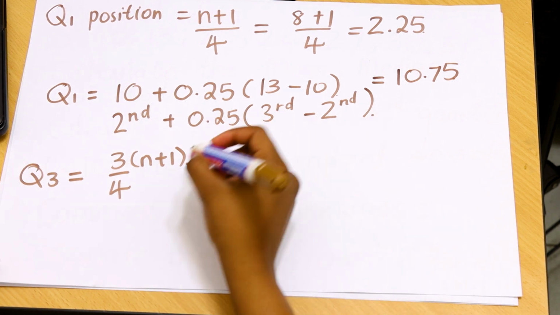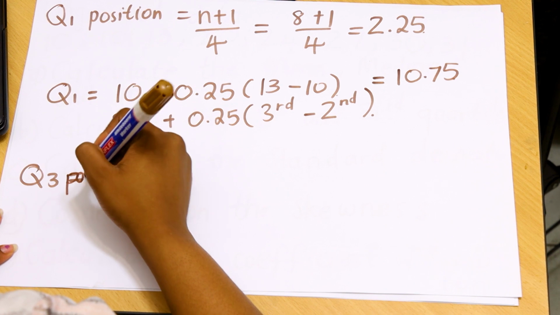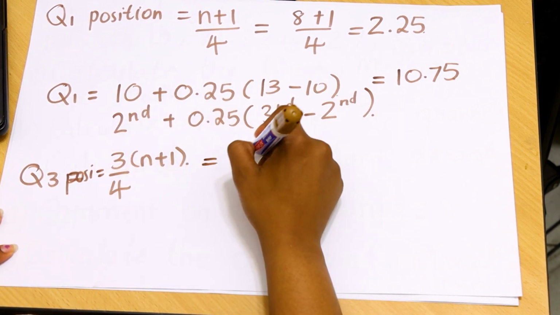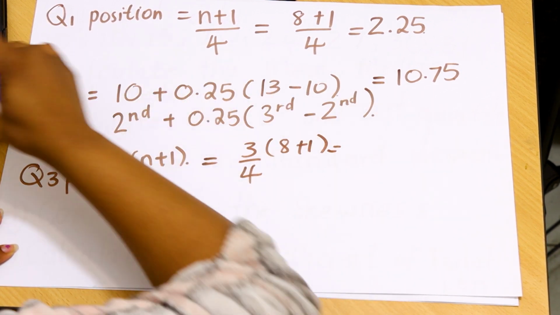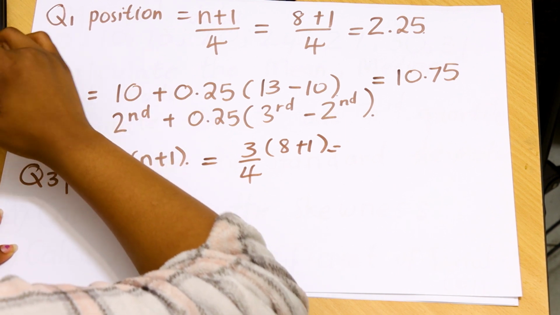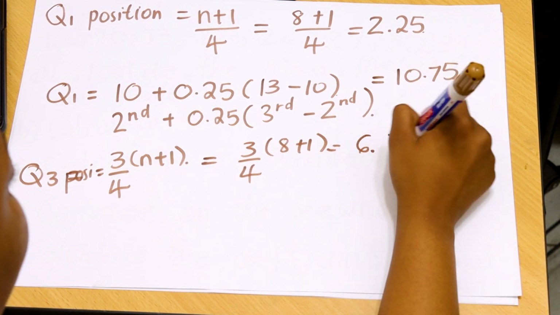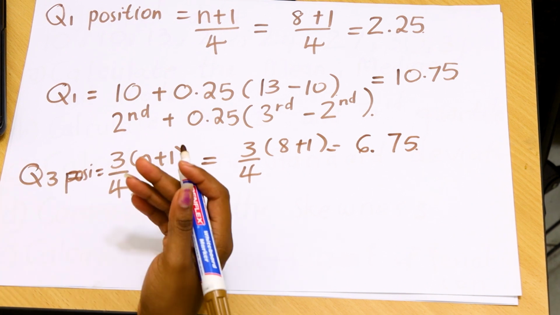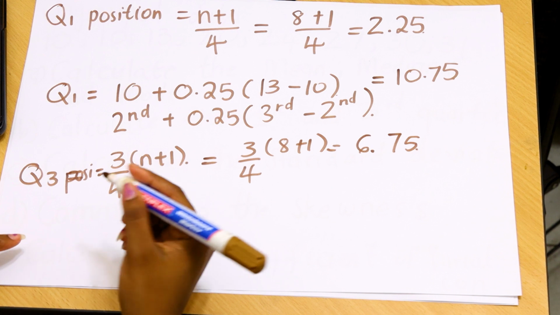And then to find Q3, the position is given by 3 over 4 times n plus 1. So it's 3 over 4 times 8 plus 1. And that gives us 6.75. Then 6.75 again is not a whole number, it's between the 6th and the 7th position.